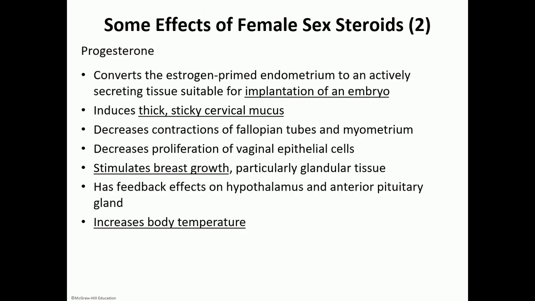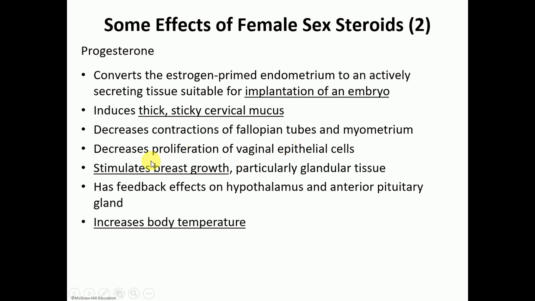Some of the effects of progesterone. Well, progesterone increases the secretions and blood vessels in the uterus, and that helps prepare the uterus for a possible implantation. Okay, progesterone makes the cervical mucus very thick and very sticky. And again, that is to protect, if fertilization did occur, what is now an implanted embryo. It will decrease the contractions of the fallopian tube and the myometrium. So again, protecting that possible pregnancy.